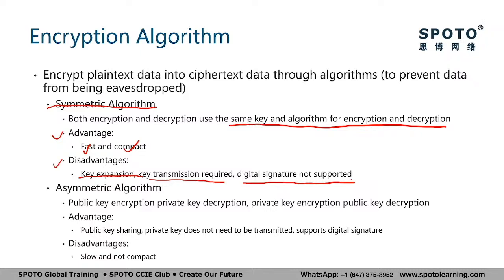The other type is the asymmetric algorithm. It means we use the public key to encrypt, then we use the private key to decrypt, or the other way around. We can use the private key to do the encryption, then use the public key to do decryption. Apparently, the advantage is it's a pair of keys, right? Public and private, it's a pair.